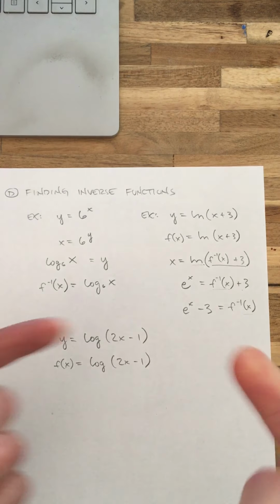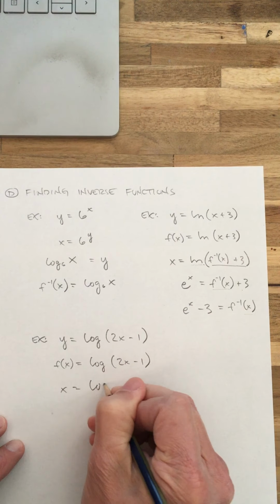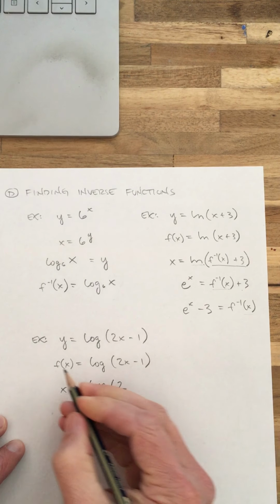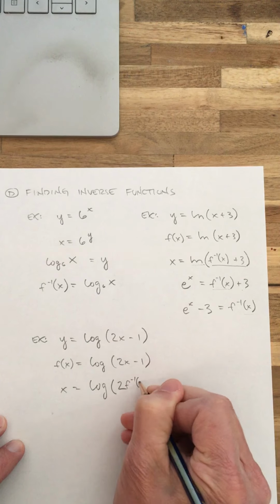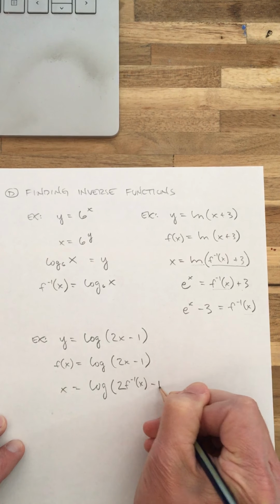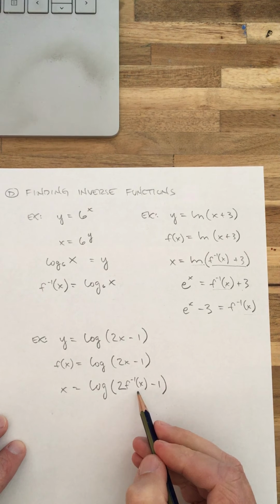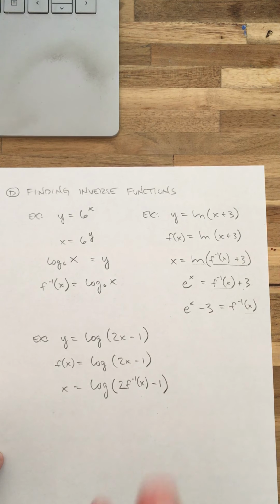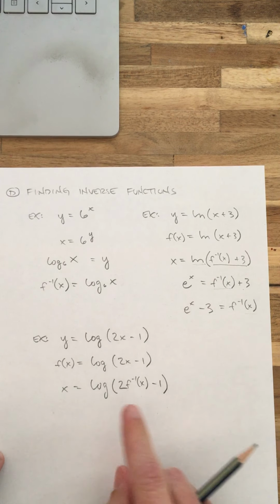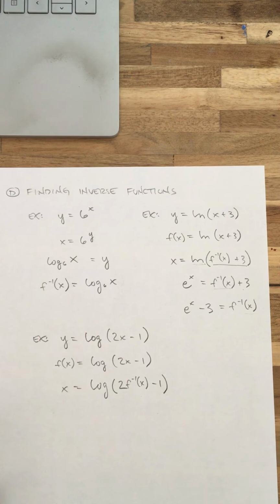Now switch the f of x and the x, okay? So this now is x equals the log of 2 times, this is going to be f of x now, but since we switched it, it's going to be f inverse of x, okay? Minus 1. All right, and now all we have to do is just get this guy, f inverse of x, by itself. So there's some unpacking we have to do, okay? Again, always switch the forms, okay? This is written as a logarithmic form, so now we want to write it as an exponential form.